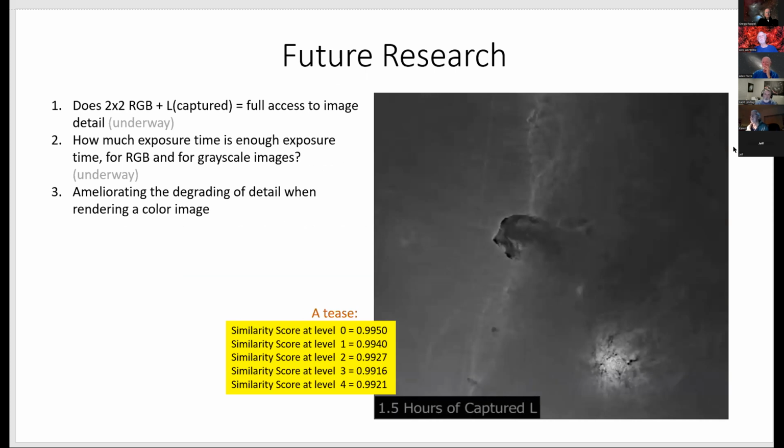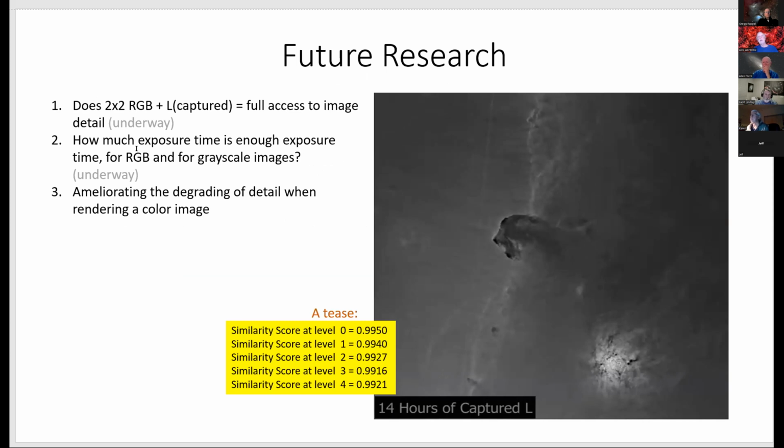Anyway, future research, things I want to do that spin off from this, are comparing 2x2 RGB with 1x1 L captured and seeing if you're getting full access to image detail if you opt for 2x2 RGB or not. I don't know the answer at this point.